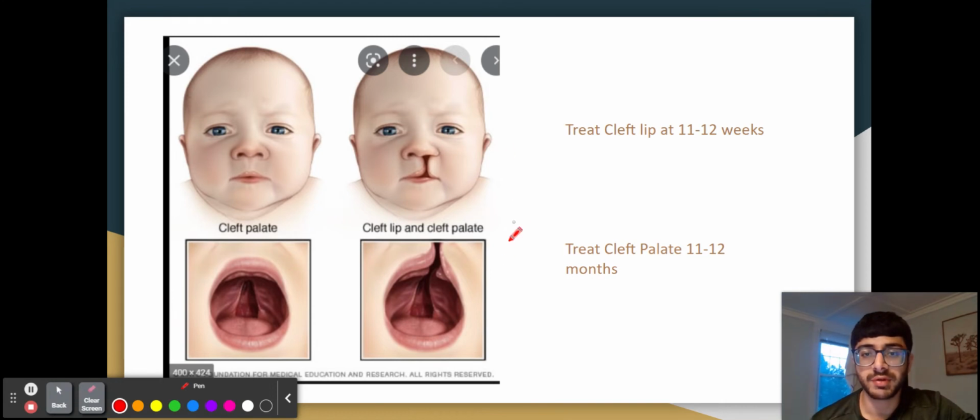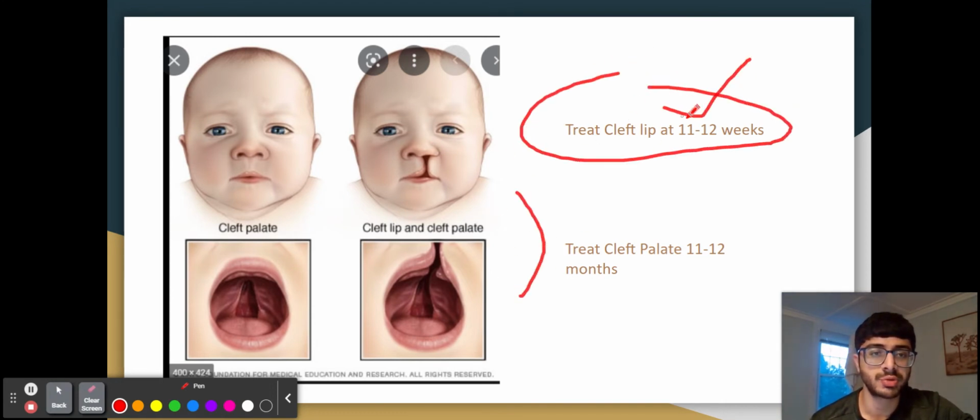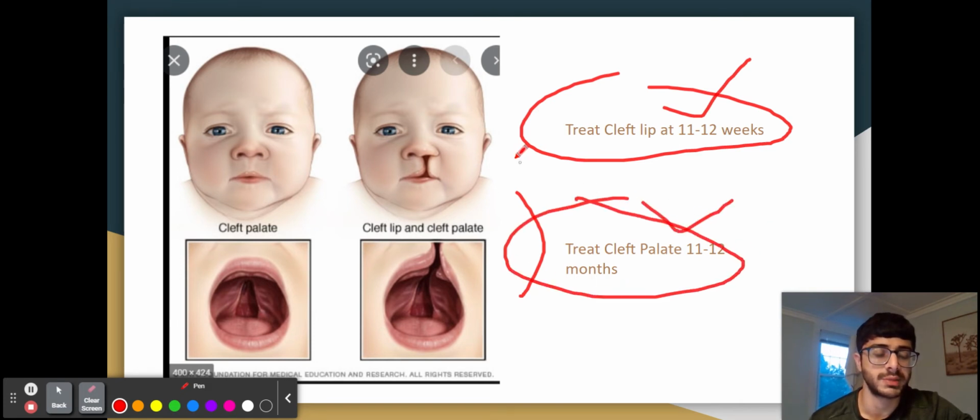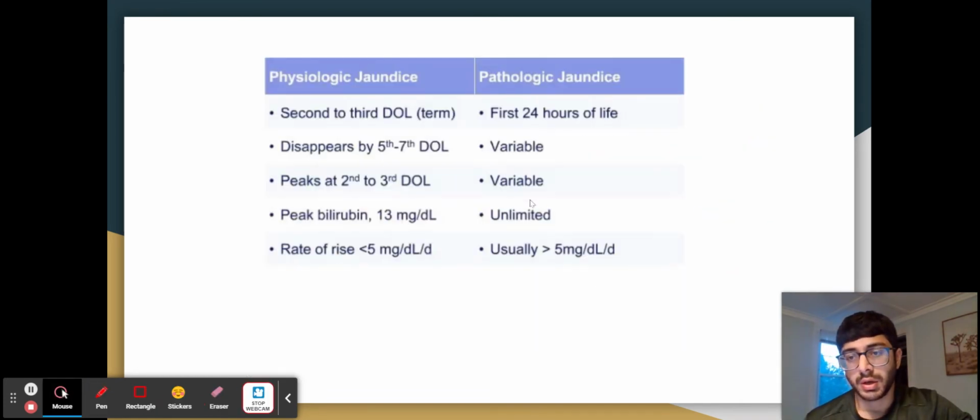So this is treatment of cleft palate. This is really easy. These are pictures. Just remember, lip you treat early, 11 to 12 weeks, and palate you treat late, 11 to 12 months. Just remember this. Okay, next thing.